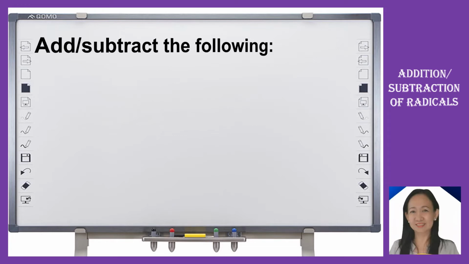Now let us solve number 2. Our given is 4 square root of x plus 6 square root of x minus 9 square root of x. Have you observed the common radical? Yes, and that is the square root of x.